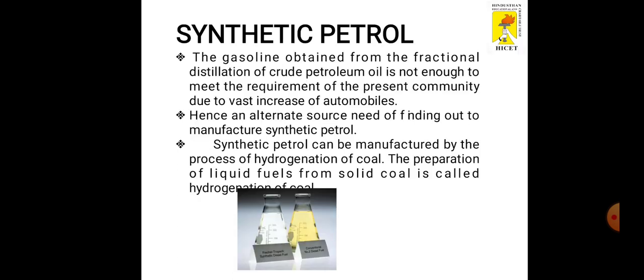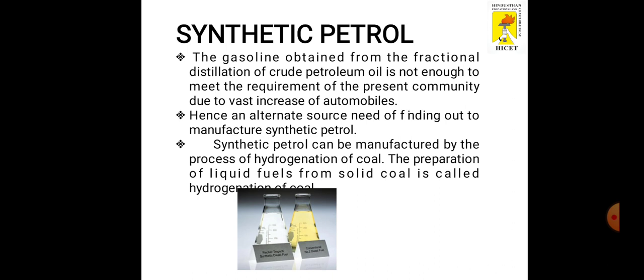So what is synthetic petrol? We know petrol is nothing but gasoline. How is the gasoline naturally obtained? Actually, it is obtained from the fractional distillation of crude oil. But this gasoline is not enough to meet the requirement of the present community due to the higher usage of automobiles nowadays because of increasing population. The demand for gasoline is rising. So an alternative source is needed to meet the demand. So we are going to manufacture the synthetic petrol.